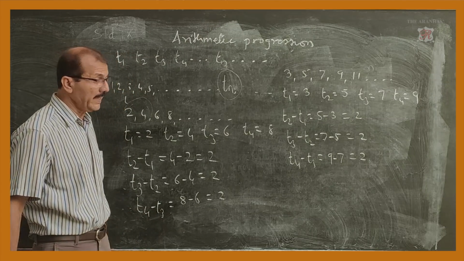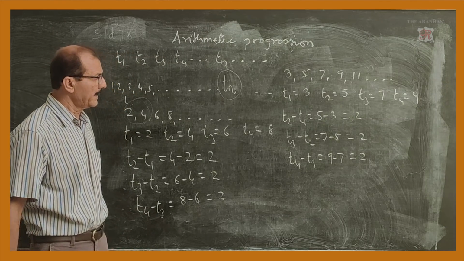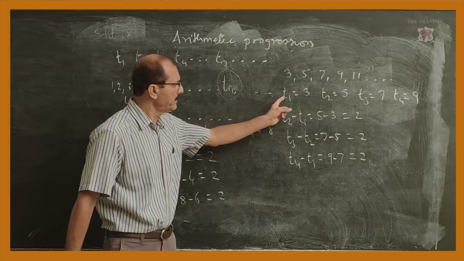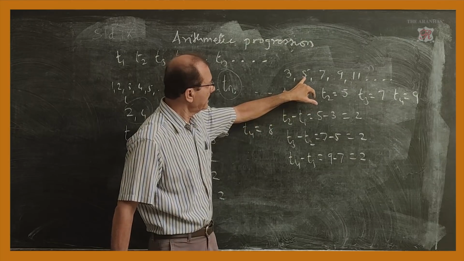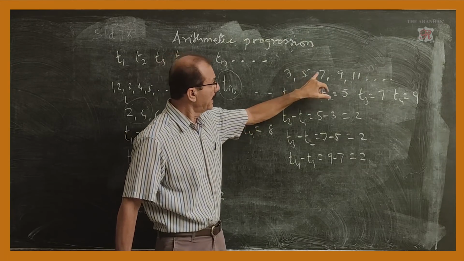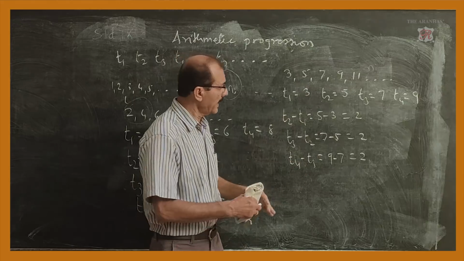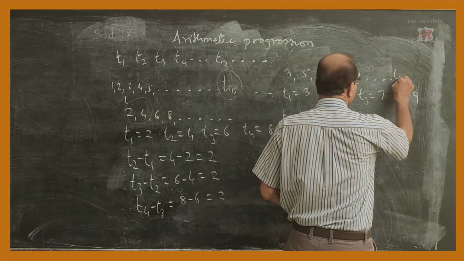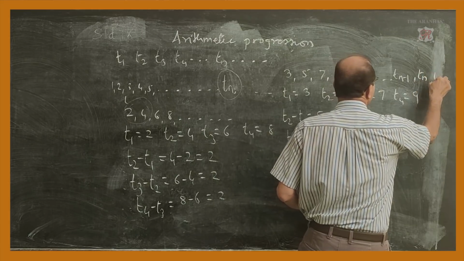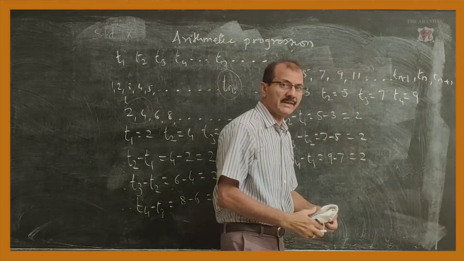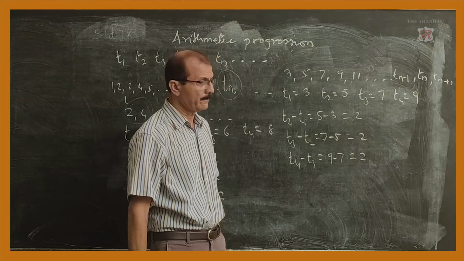Now, in general, this is T1, T2, T3, T4. So what I am doing is, I am taking T2 minus T1, T3 minus T2. So like that, there will be a term Tn minus 1, Tn, Tn plus 1. These are the terms in the sequence.